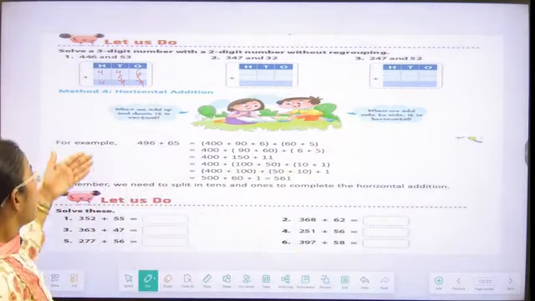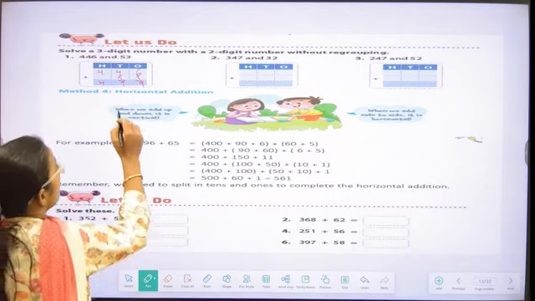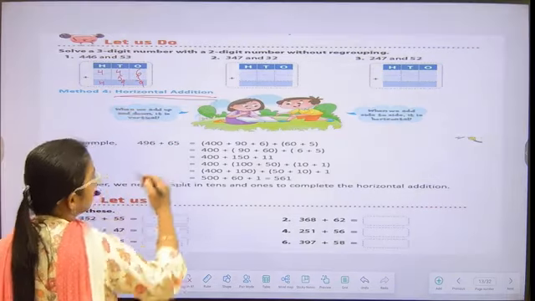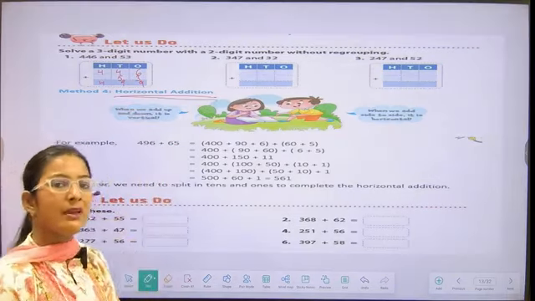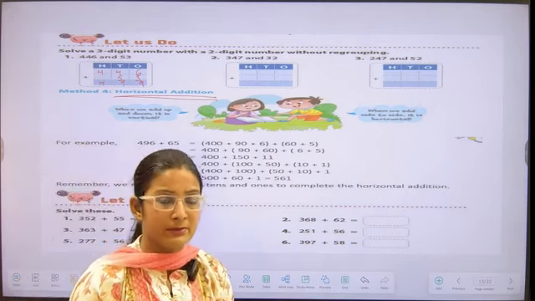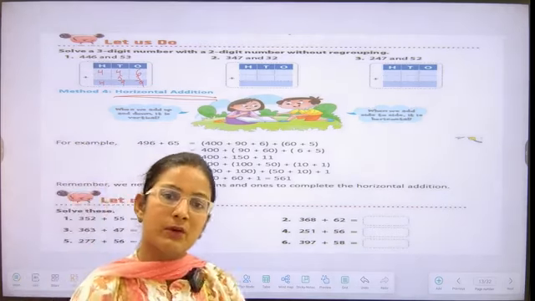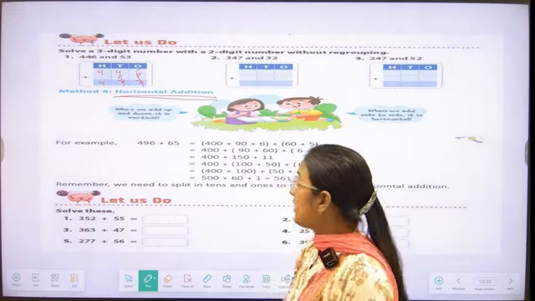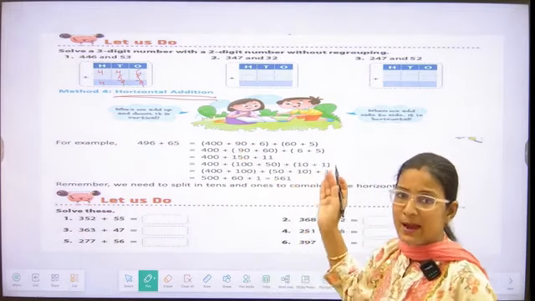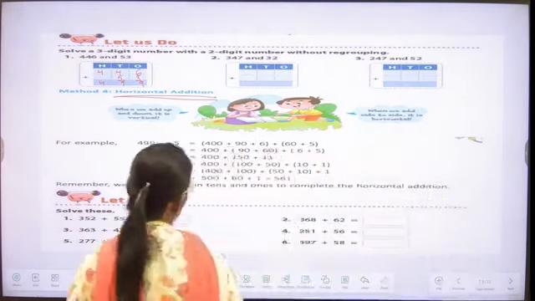Moving further, we are going to do the horizontal method. Now we are going to understand how we can add with the help of the horizontal method. In the horizontal method, what do we have to do, students? We have to add them with the expanded form. So let's do it with me.